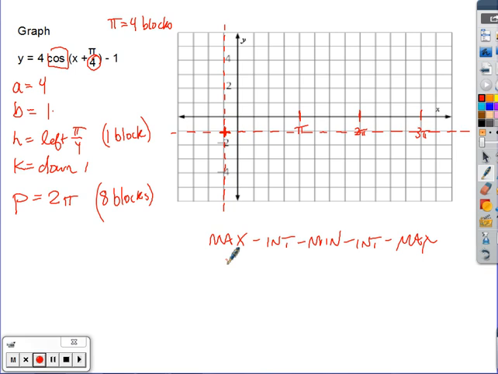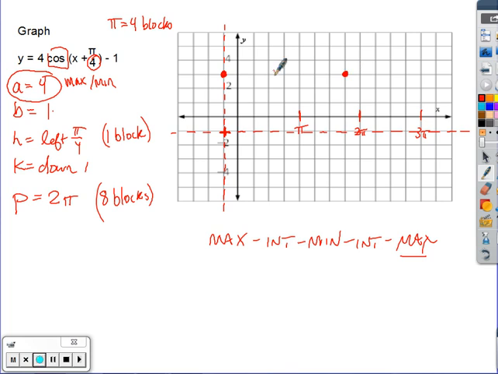So when I plot that first max for cosine, that maximum comes from the amplitude. So I need to go 4 above the origin, right? So 1, 2, 3, 4, that's my first point. My last point is also a max, okay? It's 8 blocks away, all right? That's here. Okay, so cosine's a little different.